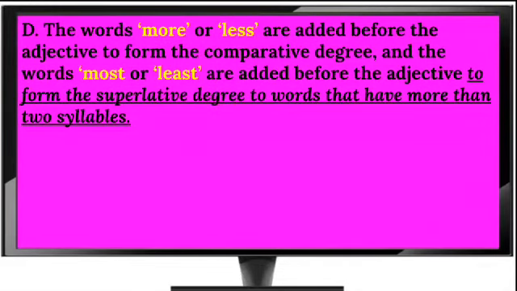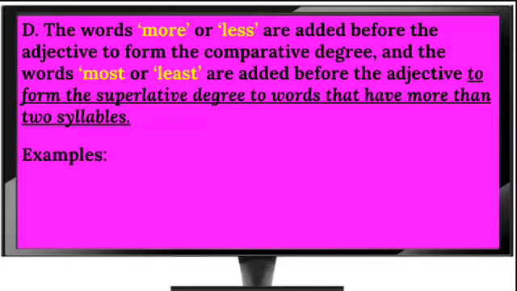Next rule, the words more or less are added before the adjective to form the comparative degree, and the words most or least are added before the adjective to form the superlative degree to words that have more than two syllables. So words with more than two syllables, we use more or less for the comparative degree, or for the superlative degree we use most or least.